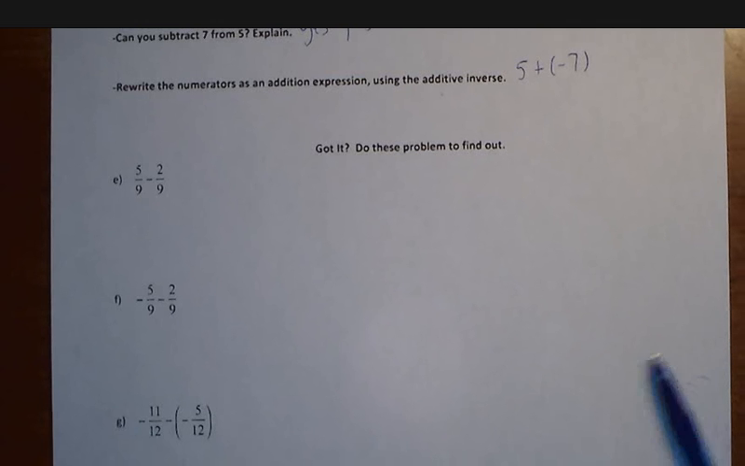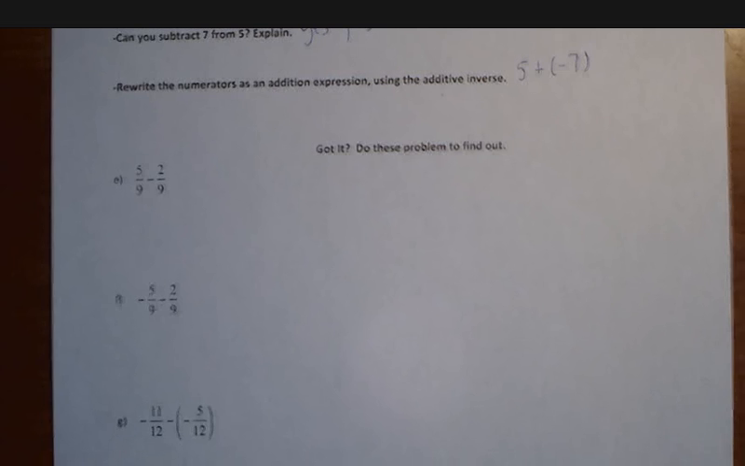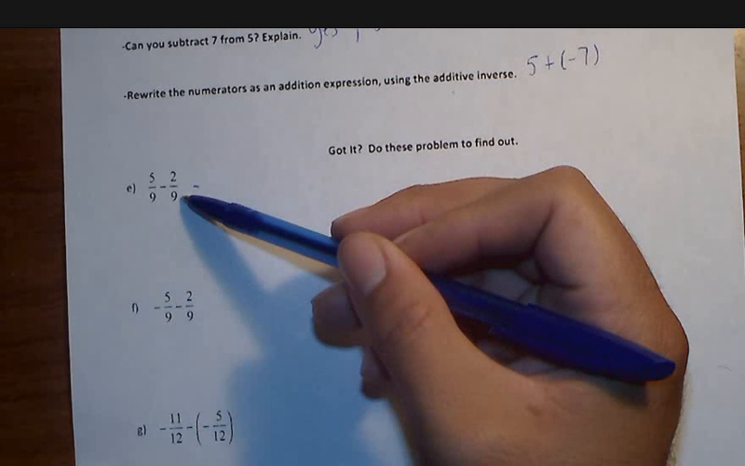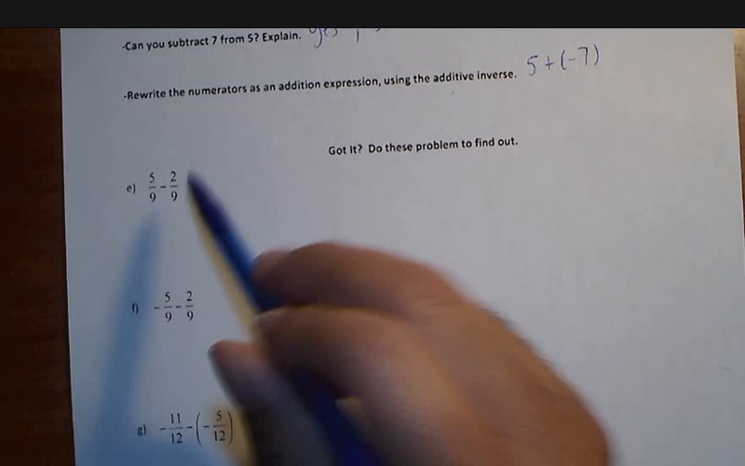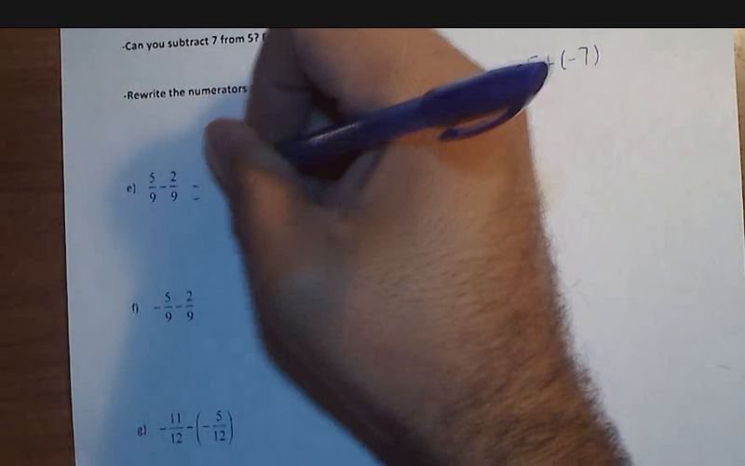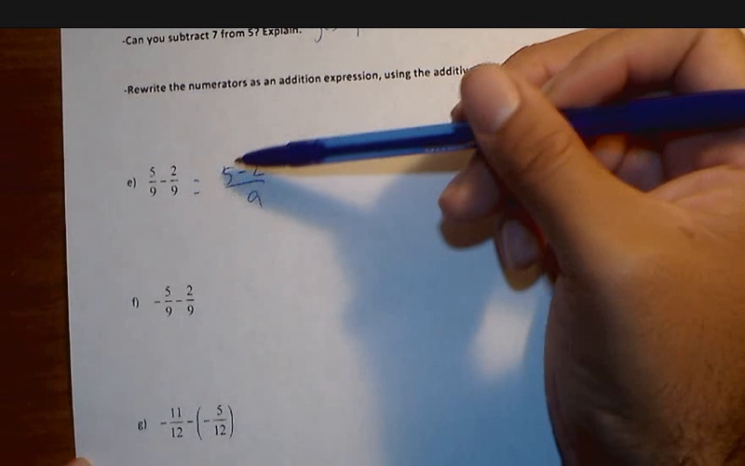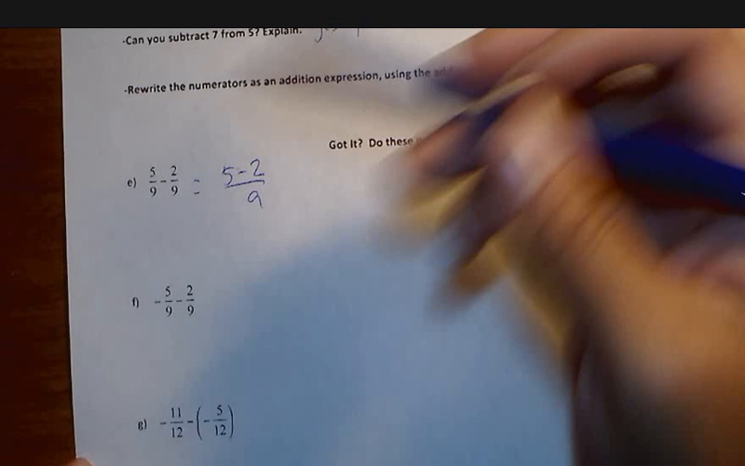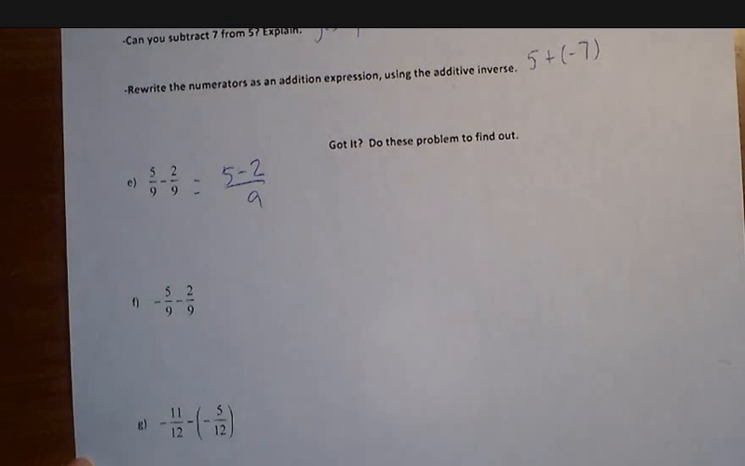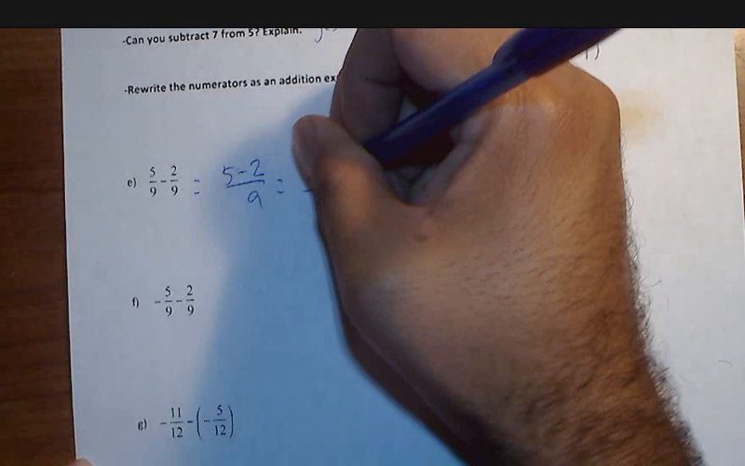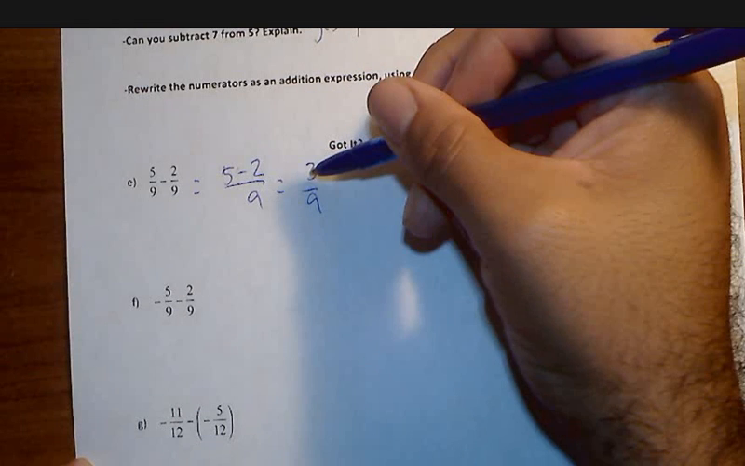All right, so hopefully you did pretty well with these questions. They're relatively easy. So we'll start with letter E. I notice that I have common denominators, which means I can subtract the numerators as is. So I can write 5 minus 2 over 9. Now I know technically I can add the opposite in this situation by making this 5 plus negative 2. But since 5 is bigger than 2, I can just subtract like I normally would in a regular problem. 5 minus 2 gives me 3 over 9. And I can simplify 3 over 9 by dividing 3 by 3 and then 9 by 3, which gives me 1/3.